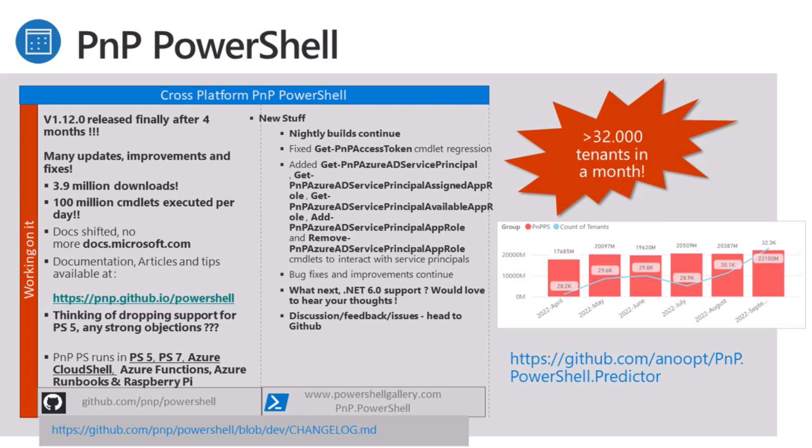So we added a bunch of commands like the Get-PnPAzureADServicePrincipal and assign the role and adding the role permission, as well as removing of the role from the service principal's object. What next? Work continues on the .NET 6.0 support. So yeah, we'll continue to work on that.